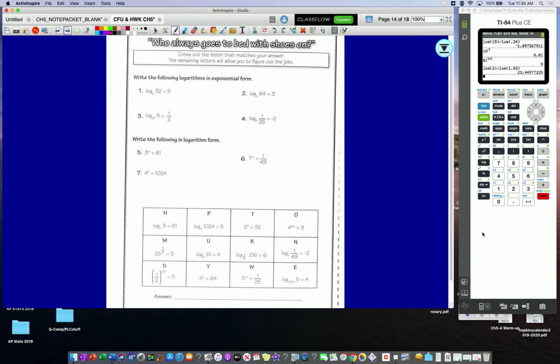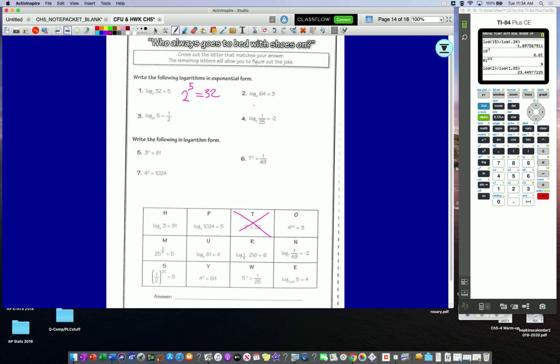Sounds good. So it says, write the following logarithms in exponential form. Sweet. So let's practice this. Base is 2, exponent is 5, equals the number. So let's see if we can match that up. So 2 to the 5th power is 32. It says cross that one out.